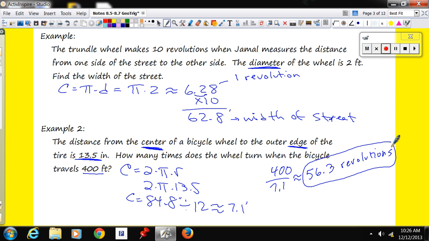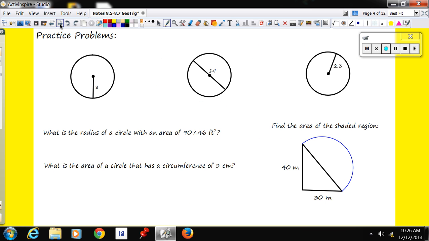Okay, moving on to a few practice problems. We want to find the circumference and the area of these shapes. Circumference, area of these circles. So this first shape, what did they give me in the problem? Radius. So I'm going to use 2 pi r. 2 times pi times 8. I'm going to multiply those in my calculator. Basically, it's going to be 16 times pi, 50.27. And that would just be units.